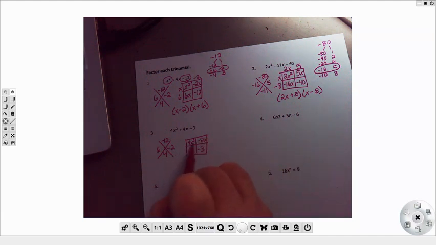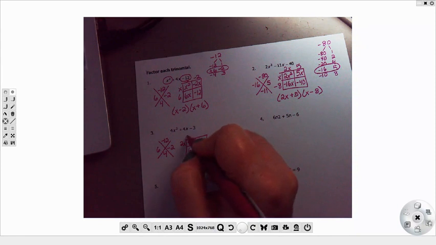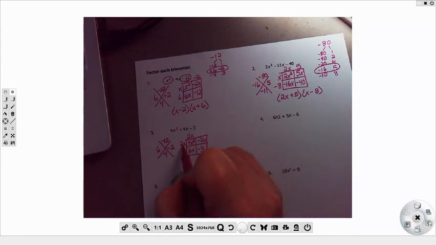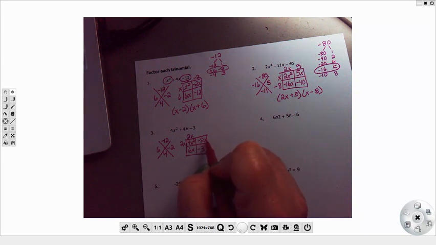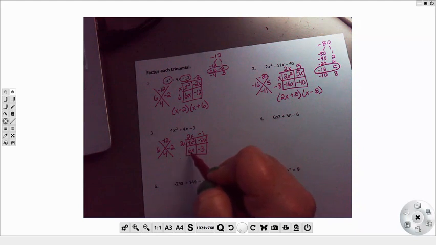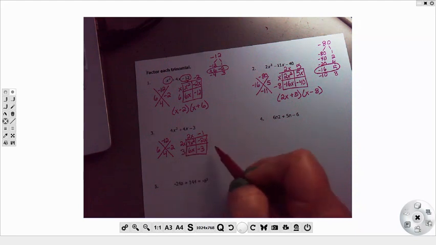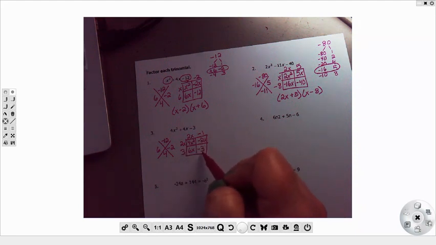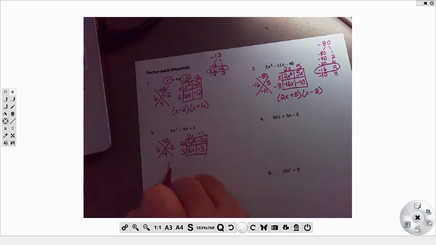If I look at this row, the only number that they have in common would be a 2x. This way would also be a 2x. 2x times 2x is 4x squared. This is 2x times what would give you a negative 2x? Well, that's got to be a negative 1. 2x times what would give you a 6x? That would have to be a 3. And 3 times negative 1 would give you your negative 3. So your factors are 2x minus 1 and 2x plus 3.